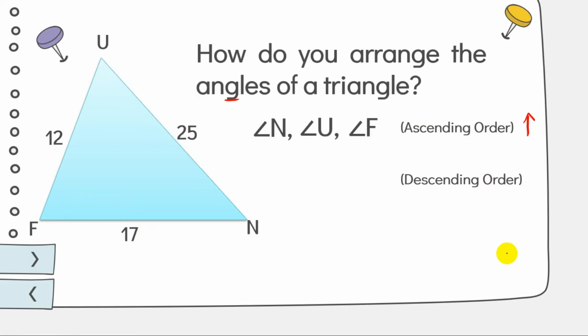Pag naman sinabing descending order, syempre, kabaligtaran naman siya nung ascending. Pag descending, mauuna yung pinakamalaki, papaliit. So, 25, 17, and 12, these are the measurements of the sides. So, hanapin po yung angles opposite to these sides para pangalanan natin yung angles in descending order. So, pinakamalaki is 25, opposite niya ay angle F. Sumunod ay 17, opposite niya ay angle U. Then, ang pinakamaliit is yung 12. So, opposite niya is angle N. So, this is how we arrange the angles in descending order. Malaki, papaliit. Ascending, maliit, papalaki.